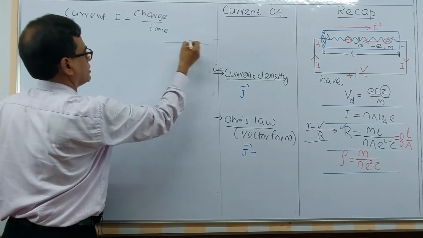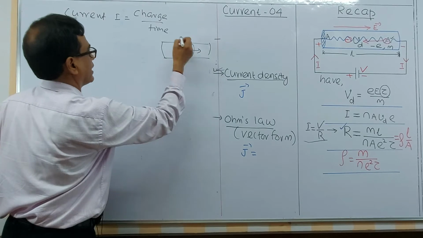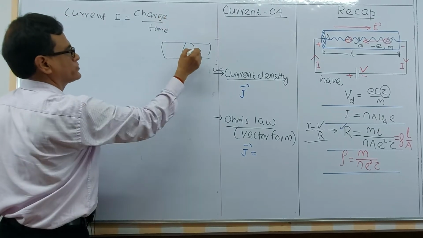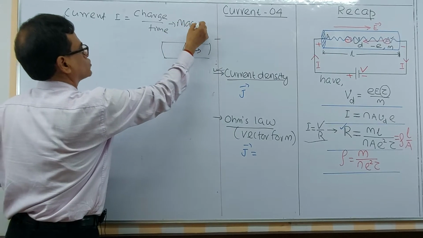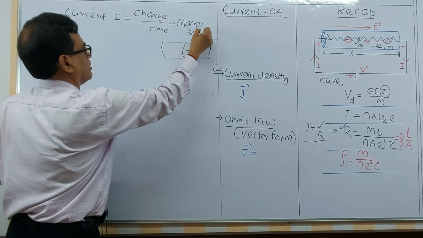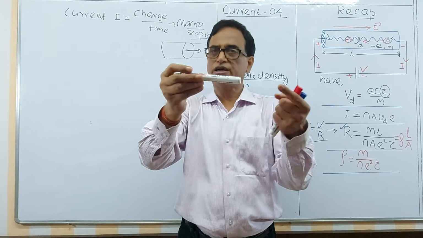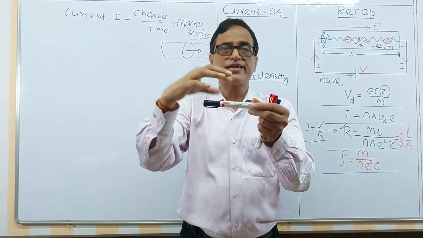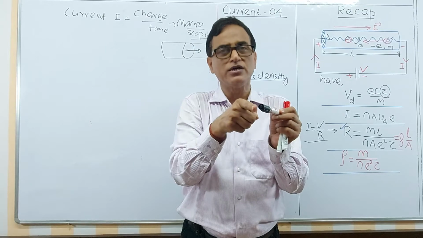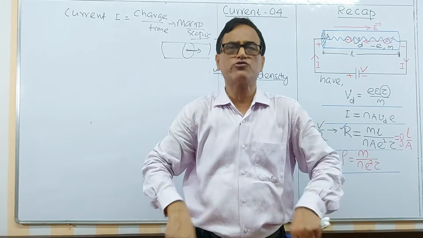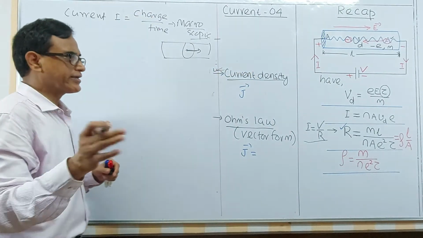If you consider a section here, I is defined as the rate of flow of charge. And remember, this is macroscopic. Macroscopic means in the larger view. Whenever you are considering a current in a conductor, you are taking the rate of flow of charge through the whole section. That is a macroscopic concept. You are not taking a point at all.